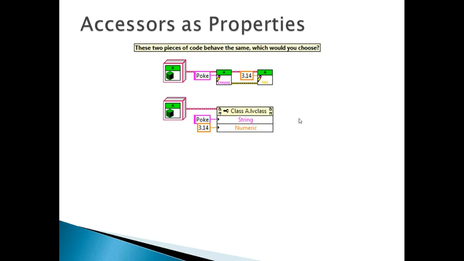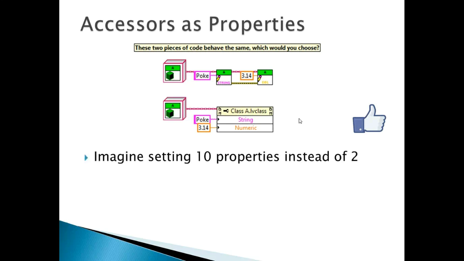But we'll talk more about the evils of property nodes in a second. And I hate to say that, because this slide is to show that I actually like the consolidation of multiple properties into a single property node. Imagine you're trying to set 10 properties and you have this long string of VIs that essentially do nothing, but it takes a lot of screen real estate. You could create another method just to set properties and then have a hairy connector pane. We'll talk more about that later, but there's definitely convenience to collapsing that into a single property call.